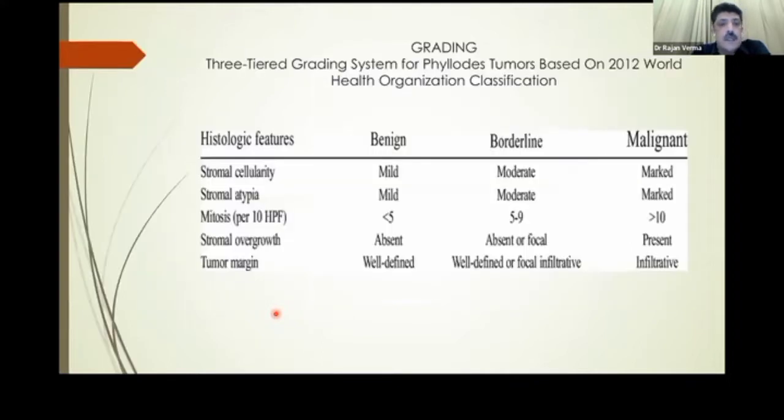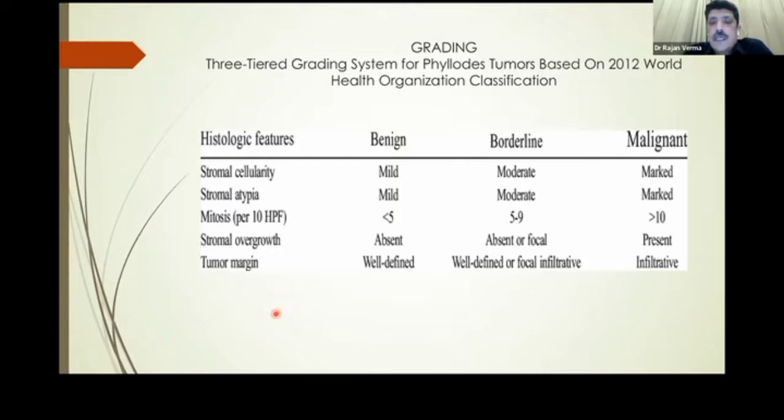So after a lot of brainstorming and different grading patterns which have come in, we have finally settled on the 2012 WHO classification, which comprises benign, borderline, malignant. We will quickly touch on it. These are pathological classifications. So we classify them according to stromal cellularity, stromal atypia, mitosis, stromal overgrowth, and tumor margin. I'll just quickly touch each and every point.